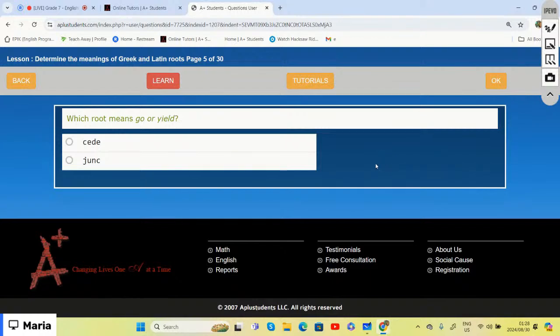All right. The next one says the root means go or yield. Is it ced or is it junct? So we now need to say which root means go or yield. Which root means go or yield?